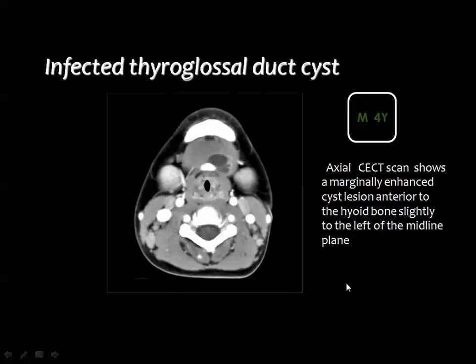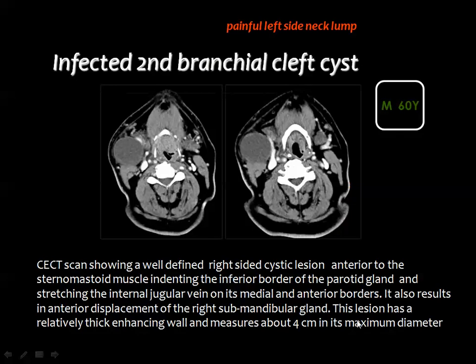And this is also an infected thyroglossal duct cyst, which is located anterior to the hyoid bone. The cyst showed marginal enhancement. Of course, if the cyst is not infected, you do not see marginal enhancement and you do not see air inside the lesion. And here you can appreciate the presence of reactive cervical lymph nodes, which are discrete, homogeneously enhanced, and in the range of 1 to 1.5 centimeters.